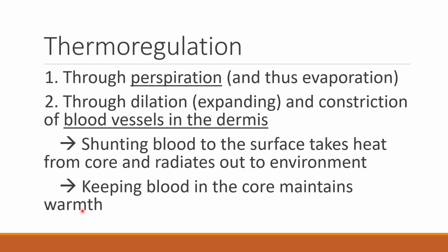Another way that your integumentary system helps with regulating your body temperature is through these blood vessels in the dermis. Okay, so you can either dilate or expand your blood vessels, which will shunt blood to the surface of your skin, or you can constrict the blood vessels, which reduces the blood flow to the skin and keeps your blood more towards the core of your body. It depends on what's going on.